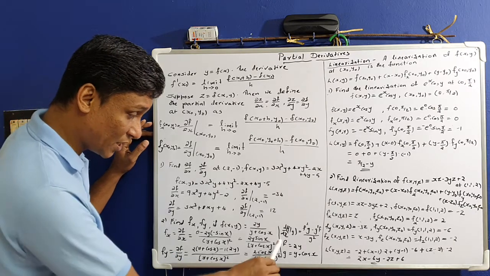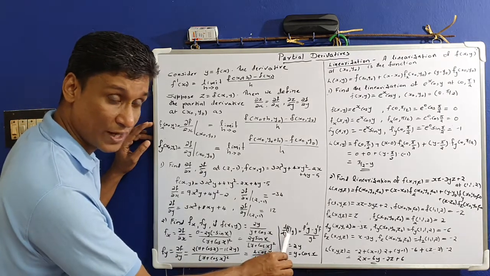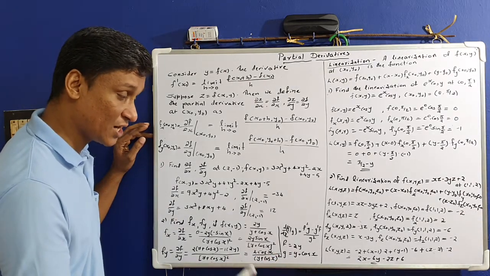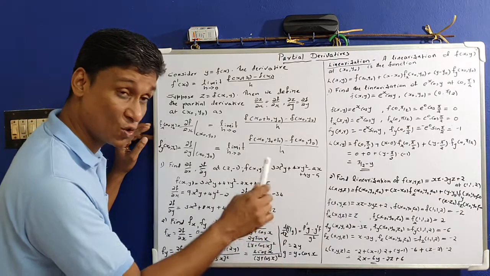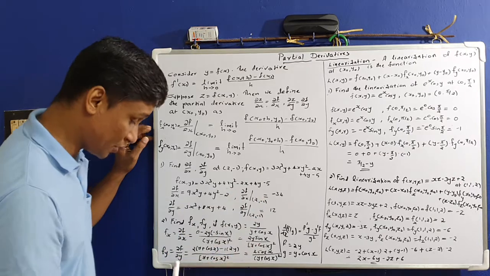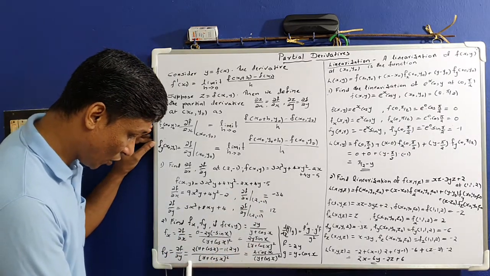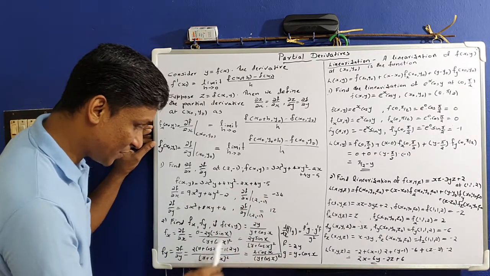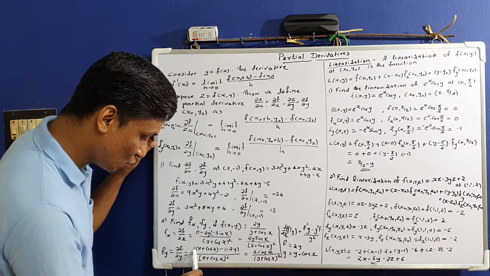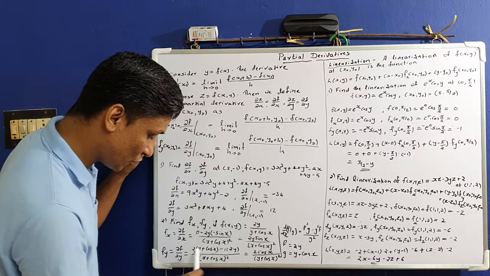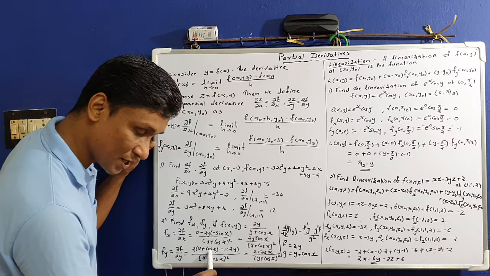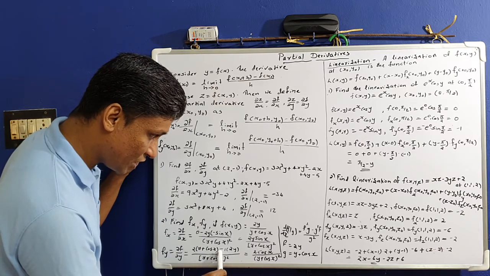Now fy is ∂f/∂y. Here we change the variable to y, that is ∂/∂y of f/g is (f'g − g'f)/g², where f' is ∂f/∂y and g' is ∂g/∂y. This is the only difference. Now ∂f/∂y: f is 2y, so ∂f/∂y is 2, and f'g means 2 into (y + cos x), minus g'f.